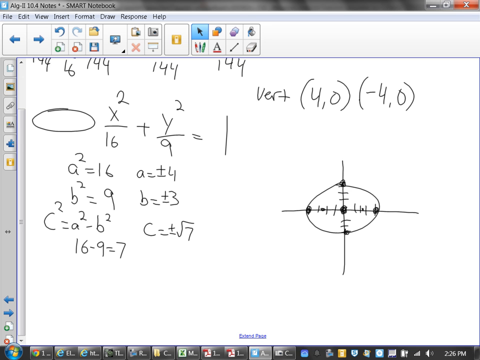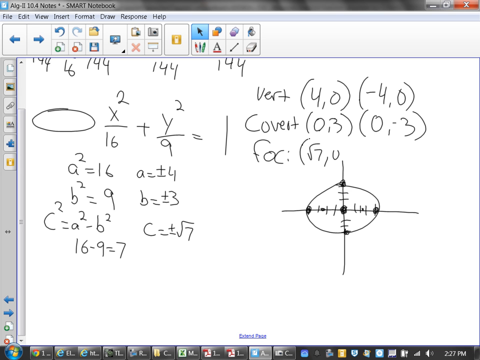Co-vertex, those were at (0, 3). Yes, ma'am. You're probably going to explain it anyways. I was going to ask you, do you write it negative root 7 for the one that... Yep. And then lastly, my foci. My foci are located on the horizontal axis again. So that means my y values are both 0. So it'll be at (root 7, 0) and (negative root 7, 0). And you're done. Do we have to draw like little words on the graph?